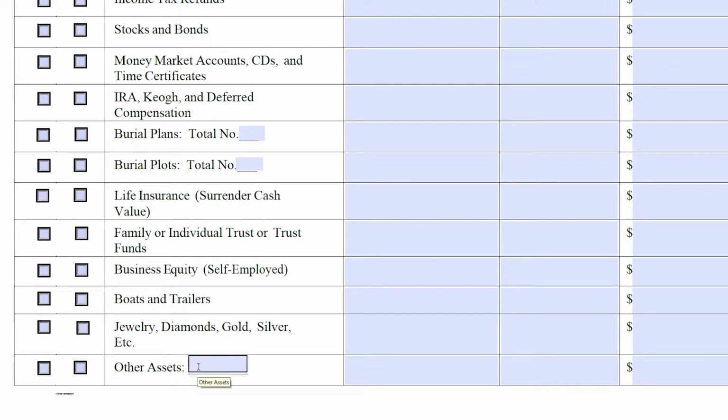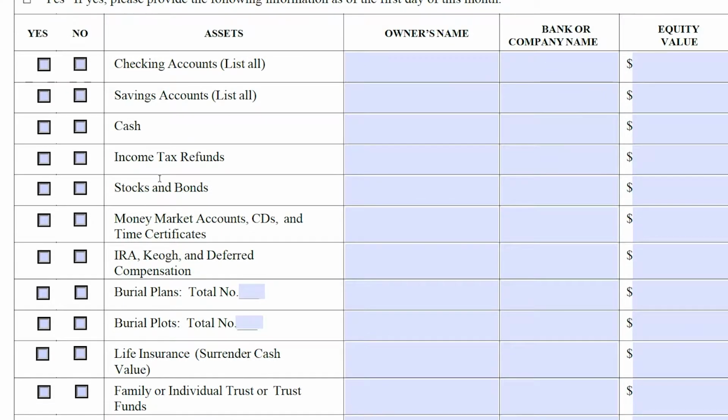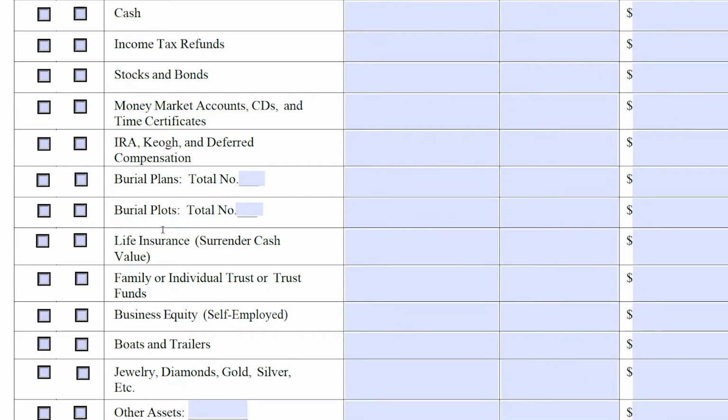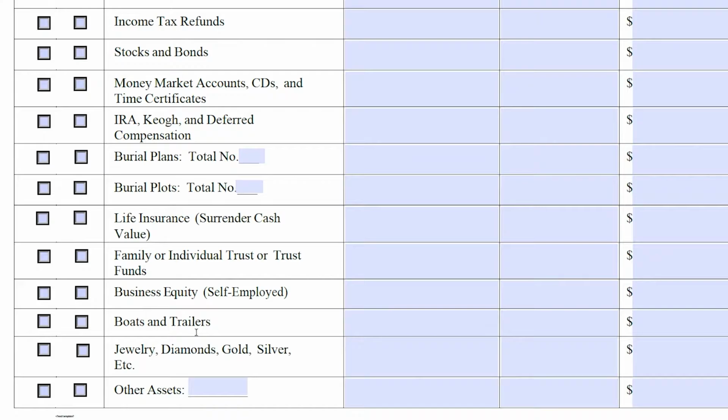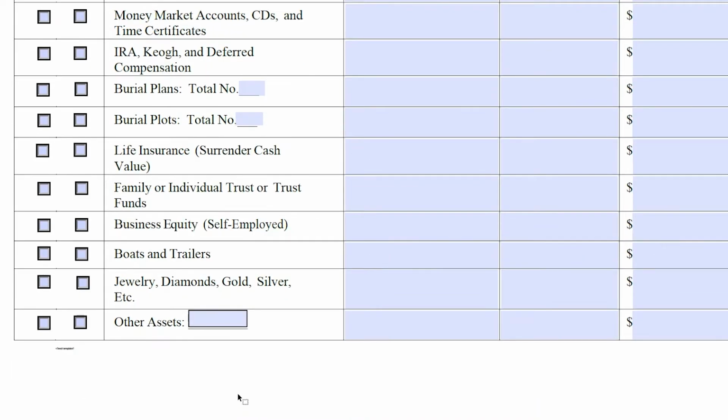And of course, other assets. This pretty much depicts everything aside from really niche things like art. But if you do have those types of things, art, sculptures, you do have to place them here as other assets.